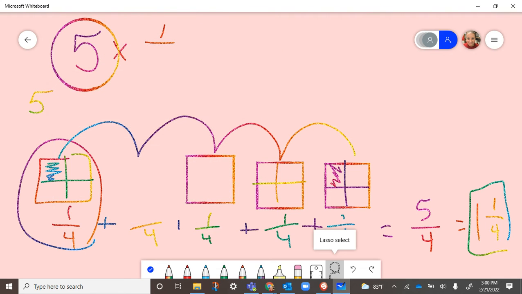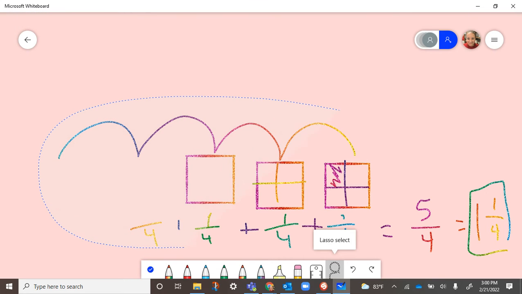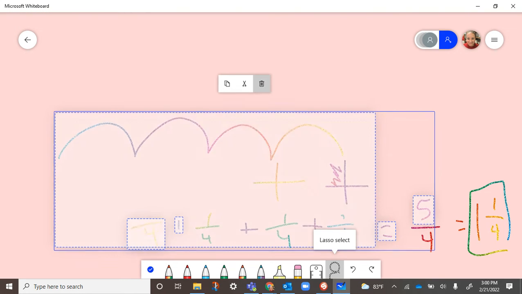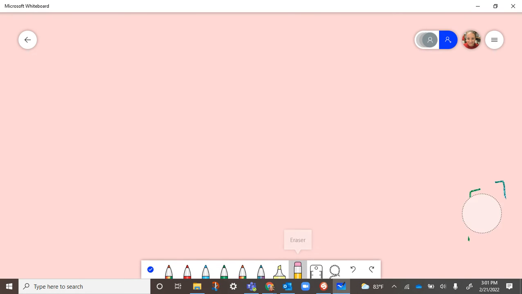Clean this up. All right, so let's practice some more. So then we got into, go away, doesn't want to go away.